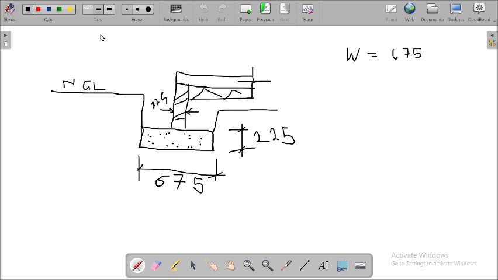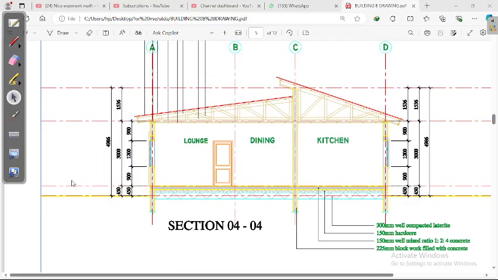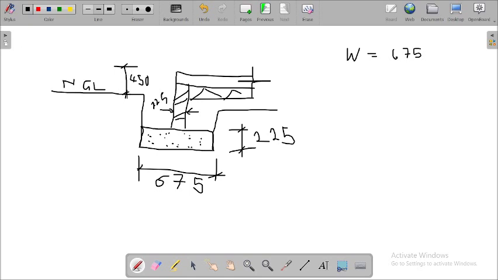Now from the drawing that we have, the height of the foundation above natural ground level is 450. If you remember, I said that we should keep that in mind when I show us the drawing. So let's go back into that drawing and confirm. Now this is our natural ground level. This is our foundation height. Above this natural ground level is 450 millimeter, which is what we have here.